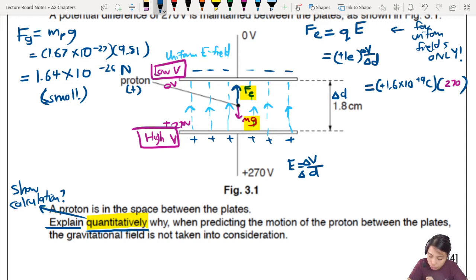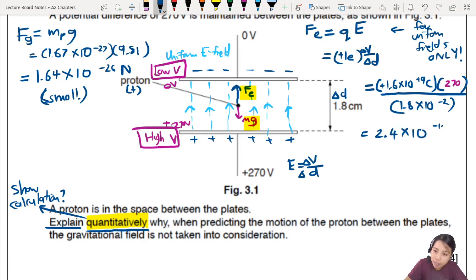Okay, then what else do we have to divide? Distance. Separation distance, we know it's given to us as 1.8 times 10 to the negative 2, so convert it to meters. And you get a much bigger force than the gravitational force, 2.4 times 10 to the negative 15 Newton. Yay! Okay, now we have numbers we can compare.